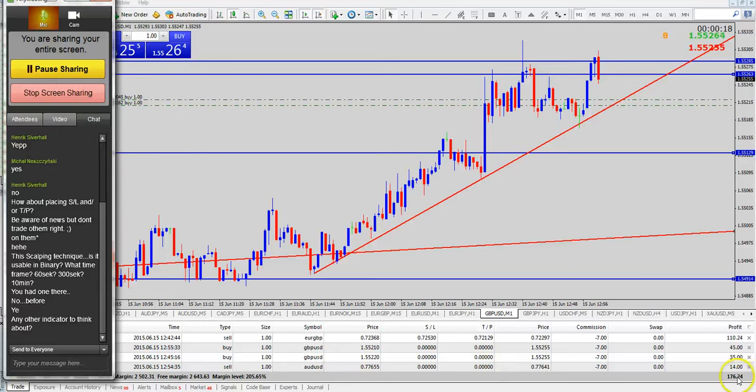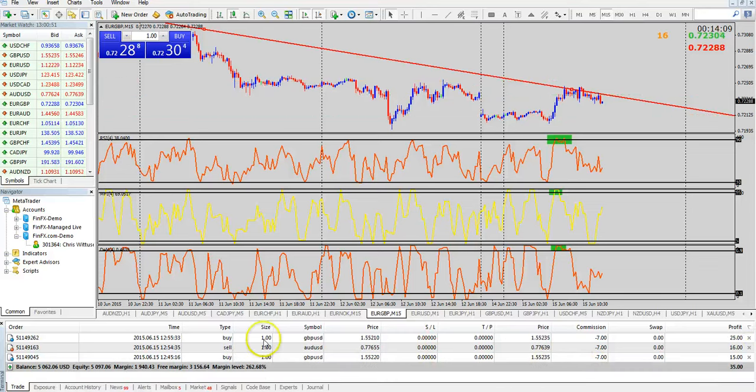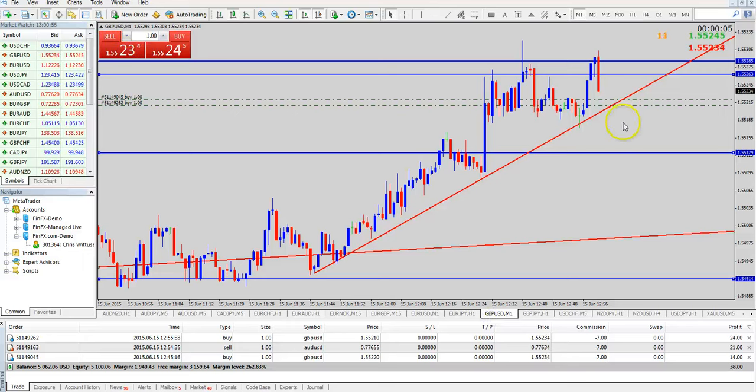Alright, so we're up almost $200. Euro GBP, I'm going to close that one out. I got enough money on that. GBP USD, let's jump over to that. That's one coming down back here again. Not going to close that one yet.